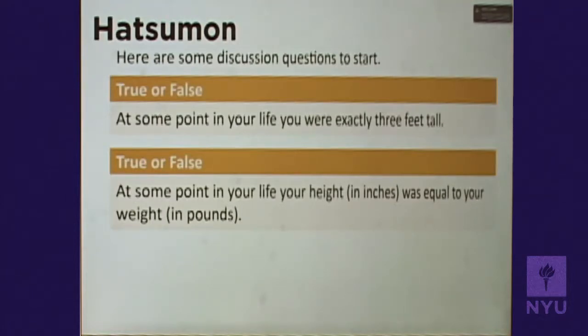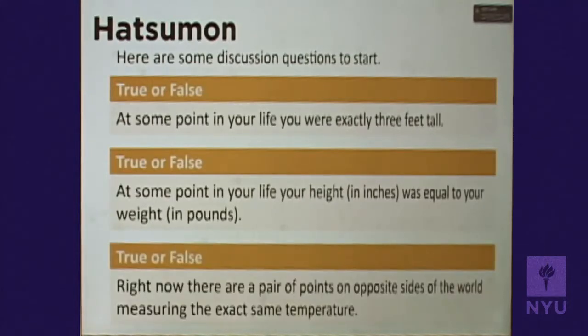So obviously now my height is not equal to my weight. But was it possibly true that at some point my height or your height was equal to my weight or your weight? Okay, ponder that for a little bit. That one seems kind of reasonable too, although it's worth considering.